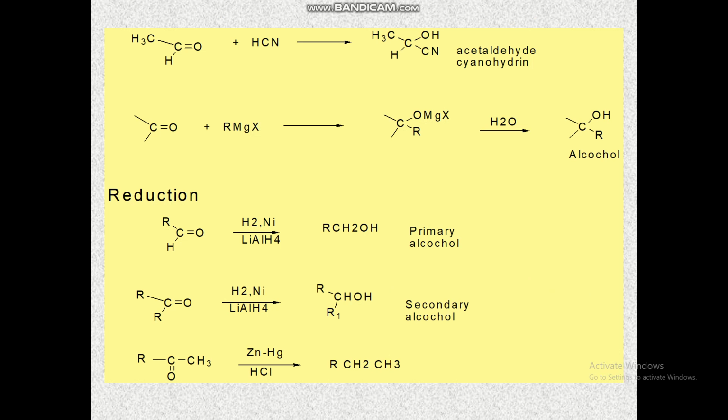Next, the nucleophilic addition reaction with Grignard reagents. A Grignard reagent is RMgX, where R is alkyl and X is the halogen. It reacts with aldehydes or ketones to form an addition product, that is, R-C-OMgX.